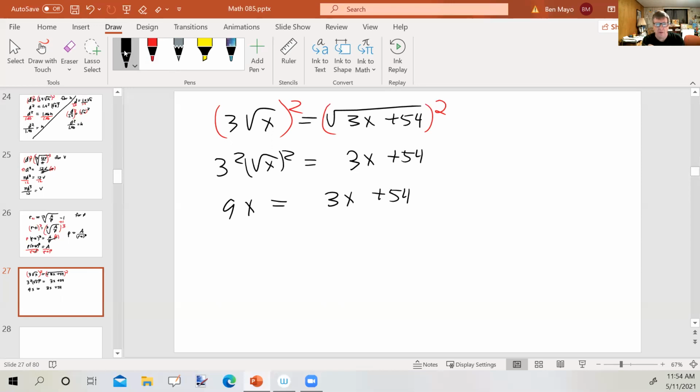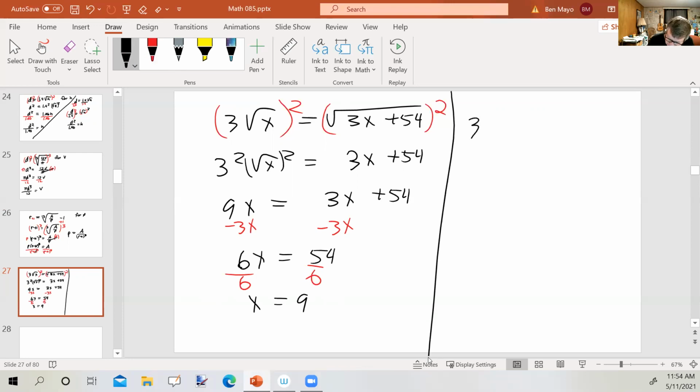Again, we're squaring the 3, and we're squaring the square root of x. We're squaring the 3 to give us 9. We're squaring the square root of x to get x. Okay. Subtract 3x from both sides. 6x equals 54. Divide both sides by 6. X equals 9. Let's check our work.